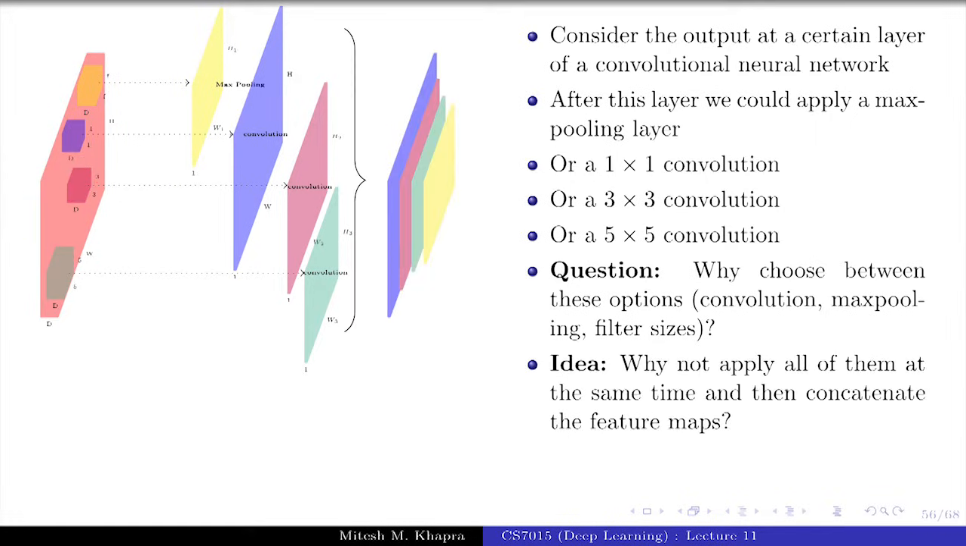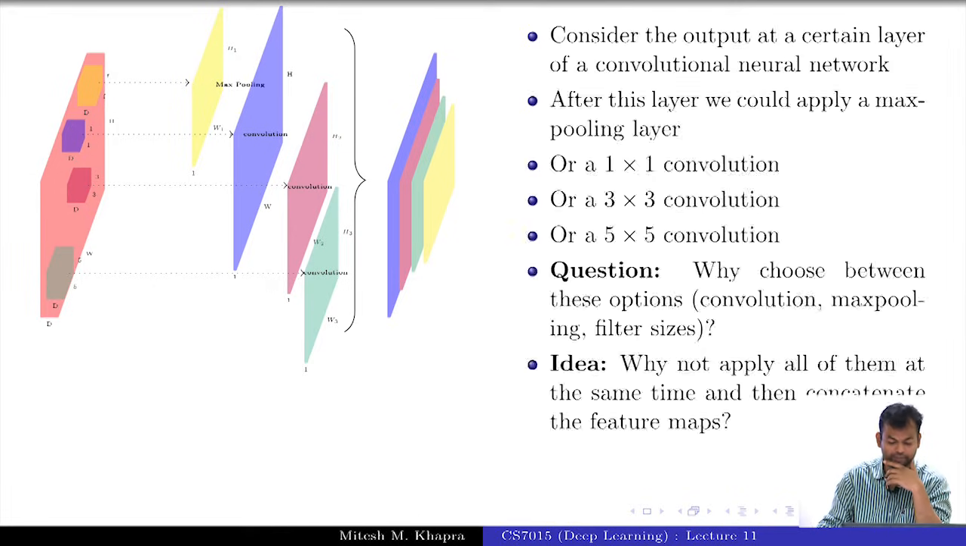Okay, good. So the idea here in GoogLeNet, or the Inception net, is: why not apply all of them at the same time and then concatenate the feature maps? So I'll also do max pooling, I'll also do 3x3 feature maps, I'll also create 5x5, 11x11, and then just concatenate all of these together. So let's see how to do that.